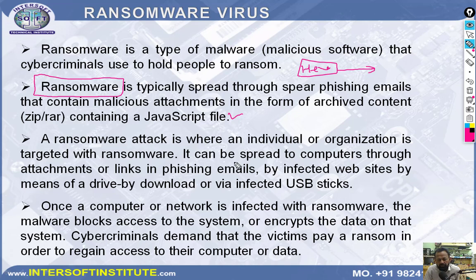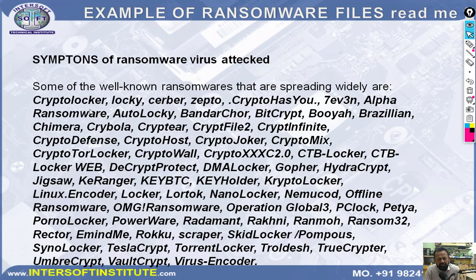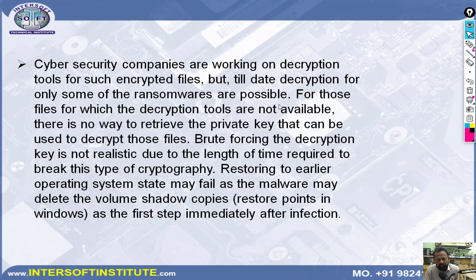There are different types of ransomware. The new ransomware has no solution till now. Some files they are encrypting manually. There are two main types of ransomware, crypto ransomware and locker ransomware. These are the ransomware solutions. They put an extension after the JPG, some extension after that. So these are the ransomware solutions.